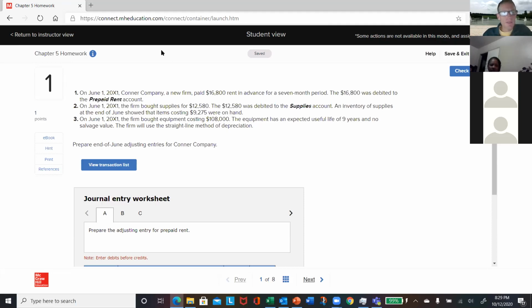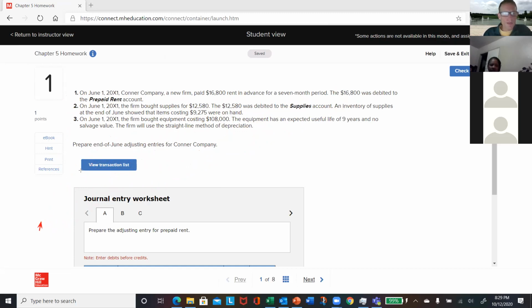And in this problem, notice the requirements simply say prepare end of June adjusting entries for the Connor Company. Notice end of June, this is 1 month. This is the month. So always watch your dates. So we'll start with number 1. Notice it says June 1st, Connor Company, a new firm, paid $16,800 rent in advance for a 7-month period. It says the $16,800 was debited to the prepaid rent account.